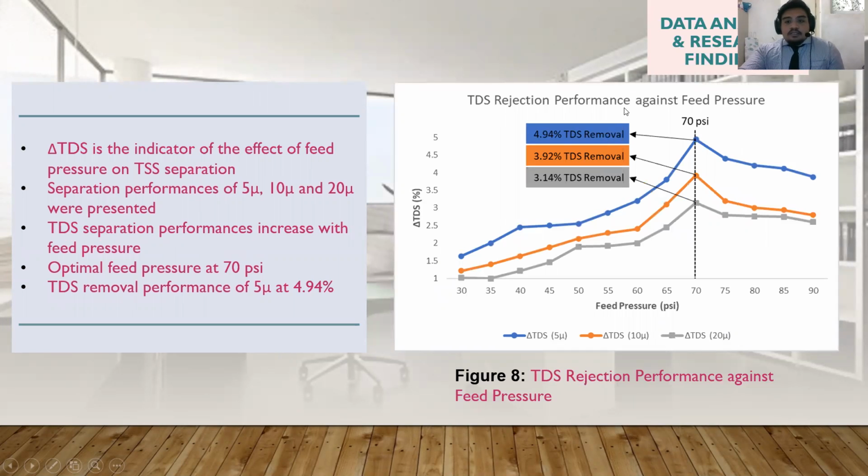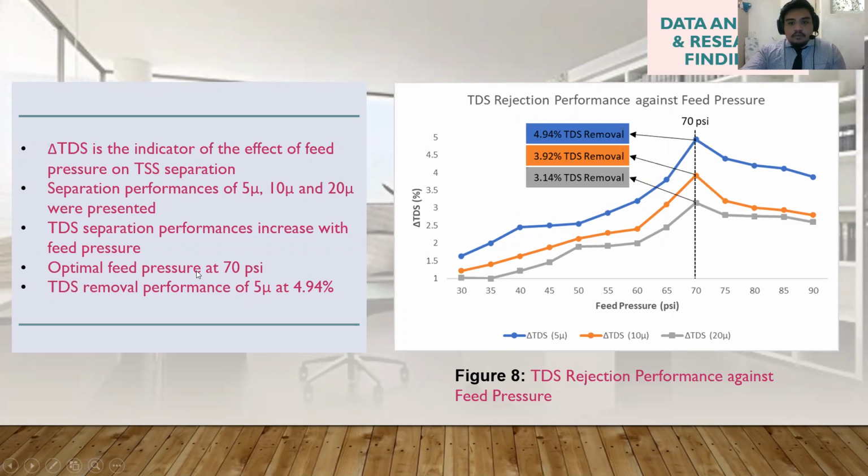Next is the data analysis for research objective 2. This graph is the graph of the TDS rejection performance against feed pressure. Delta TDS is the indicator of the effect of feed pressure on TDS separation. Separation performance of 5 micron, 10 micron, and 20 micron were presented. The TDS separation performance increases with feed pressure and decreases after it reaches the optimal feed pressure of 70 psi.